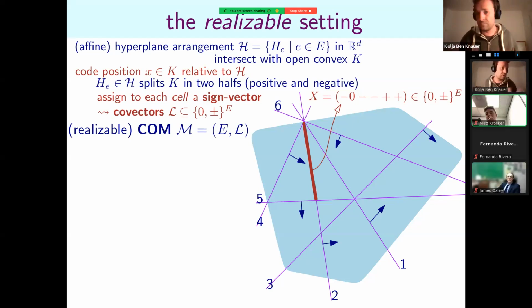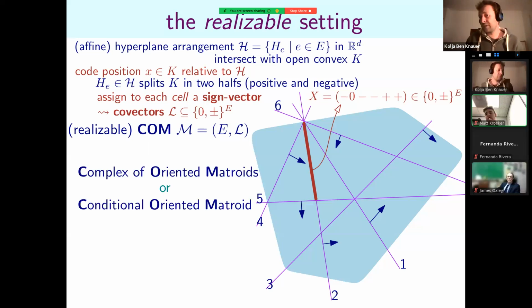They're always called COM. This consists of a ground set, which corresponds to the set of hyperplanes, and the set of covectors, which are these sign vectors of length E. COM stands for two things, which was funny. When we wrote this paper, we were not agreeing on what to call them, but the good thing is that both had the same abbreviation, so we just called them COM. I prefer the complex of oriented matrices. I will tell you why later, but the other name is conditional oriented matrix.